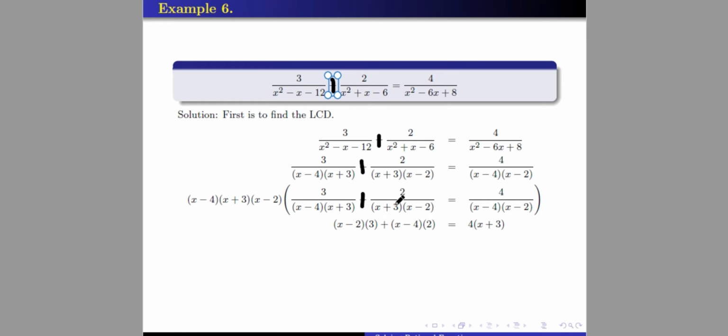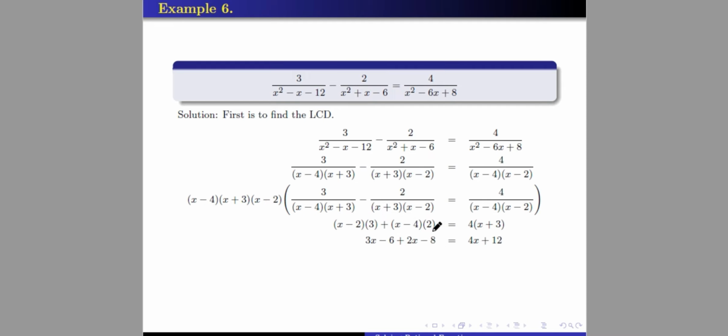So plus, we can cancel x plus 3 and x minus 2. So we're left with x minus 4 times 2. Okay, x minus 4 times 2. Okay, next is on this side, we can cancel x minus 4, x minus 2, x minus 4, x minus 2. So we're left with x plus 3 times 4, or 4 times x plus 3. Okay, so this is correct. So take note how this is plus, this is not minus.